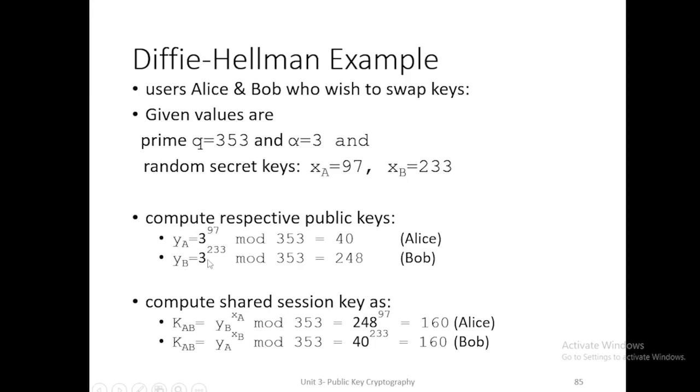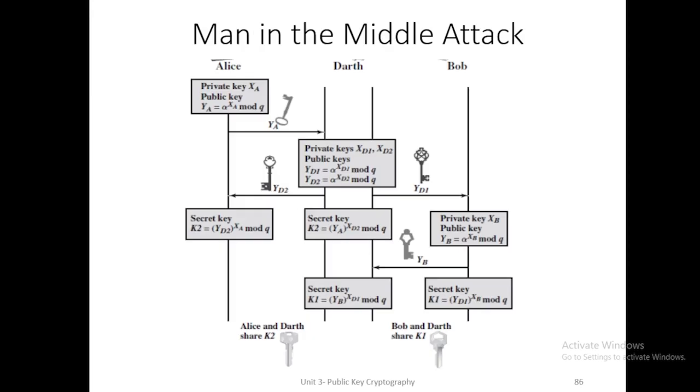The formula for Yb is alpha power Xb mod Q. After substituting the values, the answer for Yb is 248. These values should be exchanged. That means the Ya value should be exchanged to Bob, and the Yb value should be exchanged to Alice. After that, they will calculate Ka. At user A, Ka is equal to Yb power Xa mod Q. You substitute the values, and the answer is 160. So it is calculated at sender A. And at receiver B, Kb is equal to Ya power Xb mod Q. After substituting the values, the answer is also the same. In this way, we are able to implement the Diffie-Hellman algorithm.